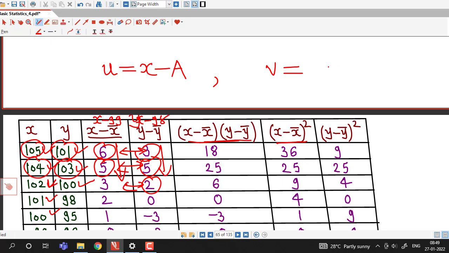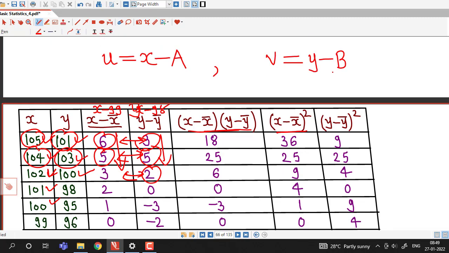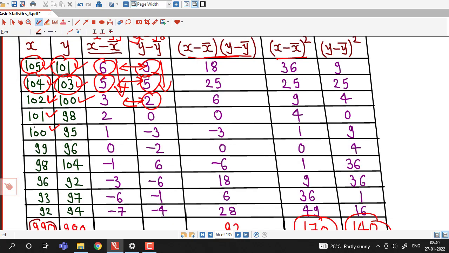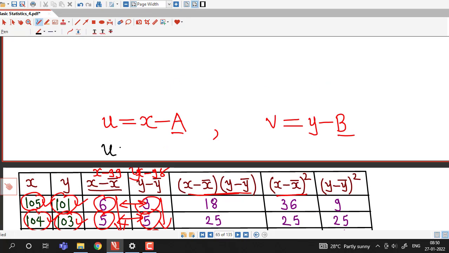So we consider u equal to x minus a and v equal to y minus b. Now this a and b is our choice. We can take any values of x and y as a and b, but we will consider that value which is in the middle of the data. So here I consider a equal to 100 and b equal to 95. So I define u equal to x minus 100, v equal to y minus 95.